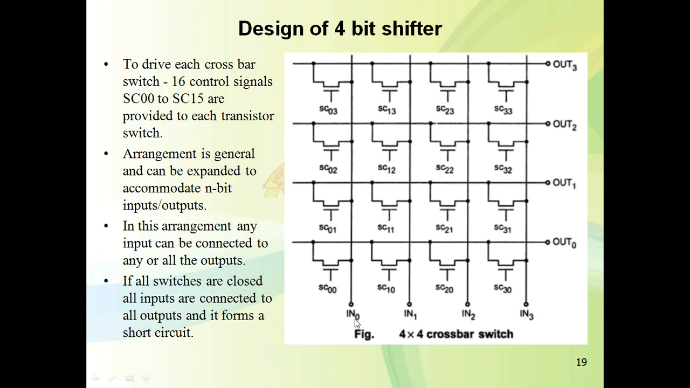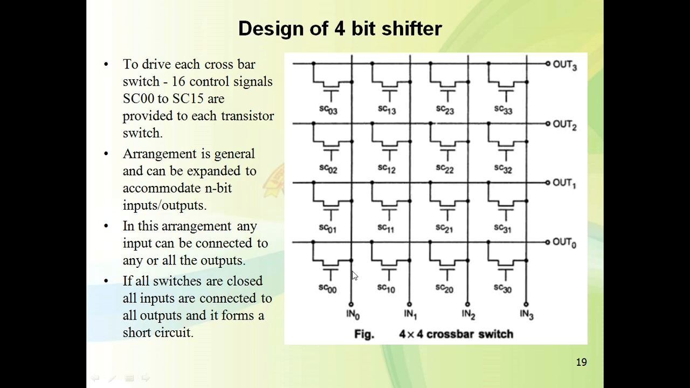Suppose you want no shift. Then input 0 goes to output 0, input 1 to output 1, input 2 to output 2, input 3 to output 3. So we have to turn on the 0 0, 1 1, 2 2, 3 3 switches, and automatically in 0 connects to out 0, in 1 to out 1, in 2 to out 2, in 3 to out 3. Now if you want a right shift, we have to select a particular switch.